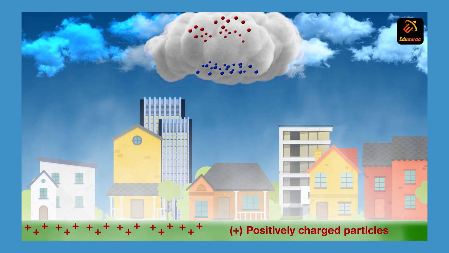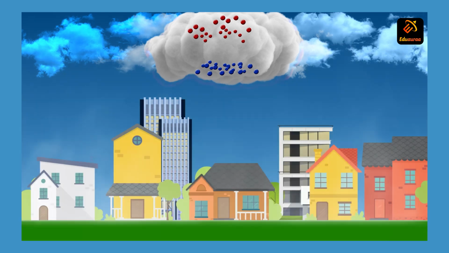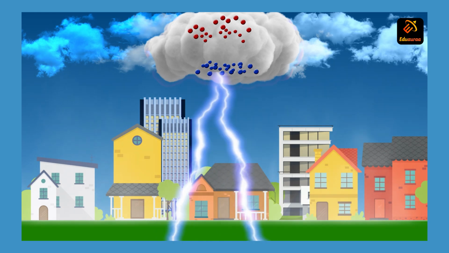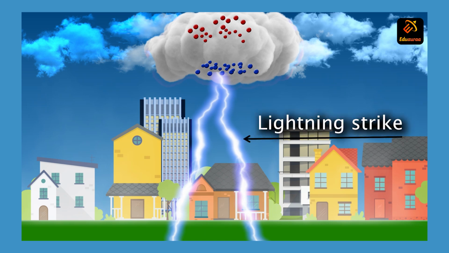Now, this induction can happen also in the air. When there is enough induction, the air gets ionized. This ionized air can easily pass current. So, the charge accumulated in the cloud will easily travel through air towards the ground. This phenomenon is what we see as a lightning strike. The more the charge gets accumulated, the more is the chance of thunder and lightning.